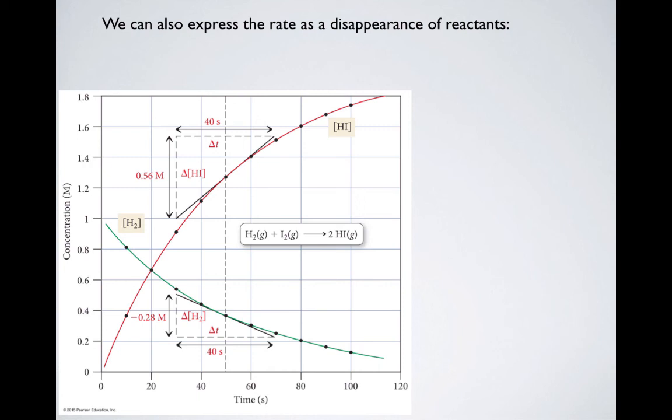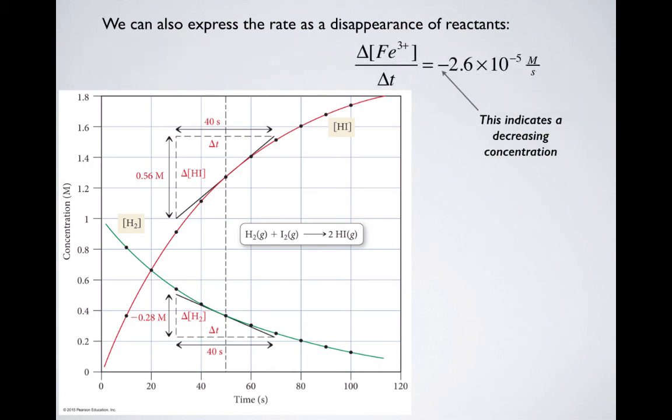So in that example, we showed the reaction as a rate of appearance of a product. We can also express the rate as a disappearance of reactants. So really, if we think about it, we know that the iron 2+ can only appear as quickly as the iron 3+ disappears. So the change in the iron 3+ concentration with time would be the exact same rate as the iron 2+ in this reaction.